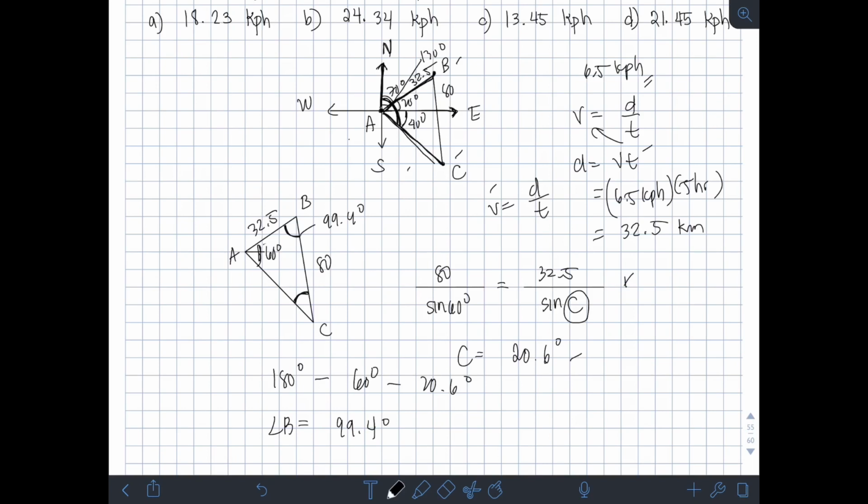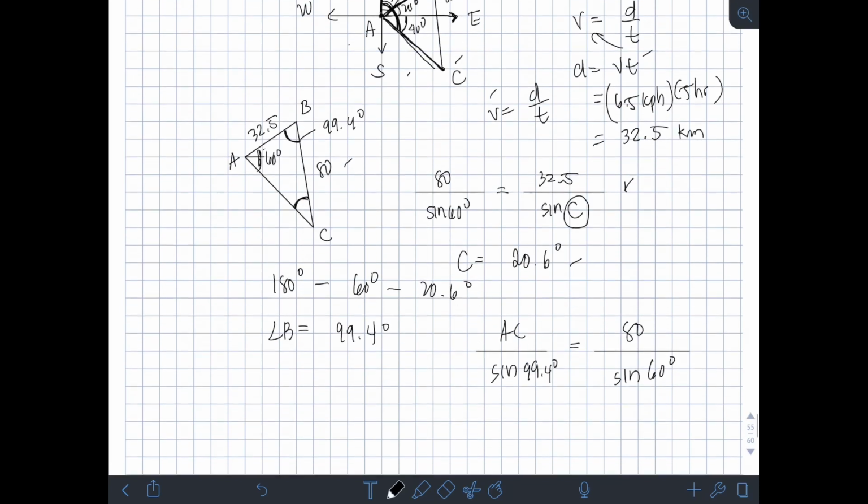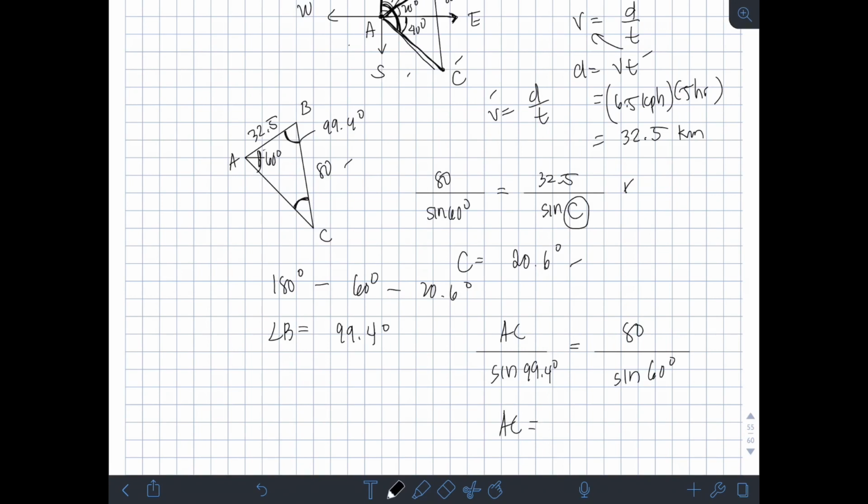So, pwede uli nating magamit yung sine law. So, ratio ng unknown side, so AC over sine ng opposite sa kanya na nakuha natin, 99.4 degree, equal, dito sa given natin, ratio din ng side 80 over sine ng opposite angle sa kanya na 60 degree. So, using calculator, anong value ni AC?